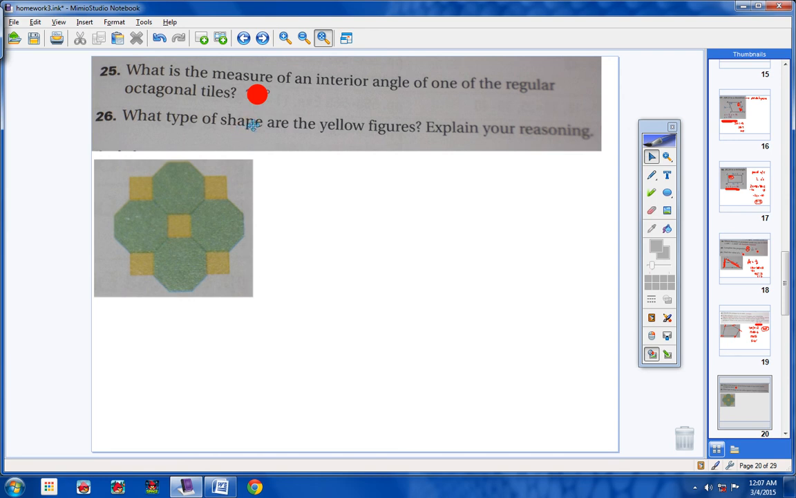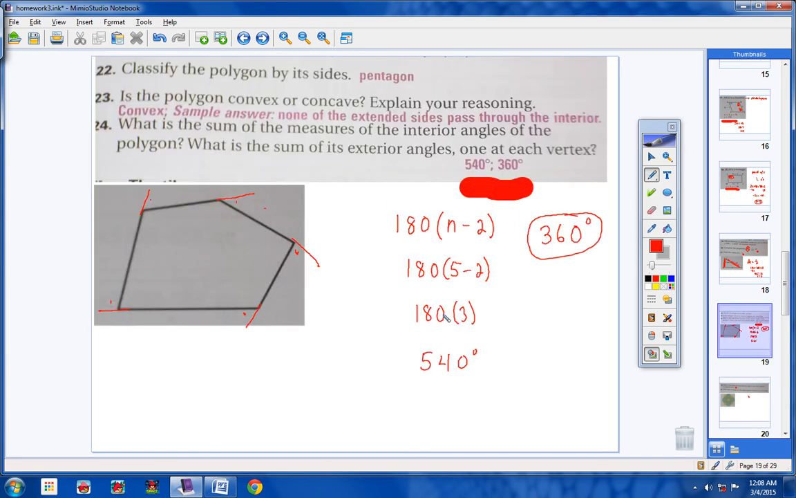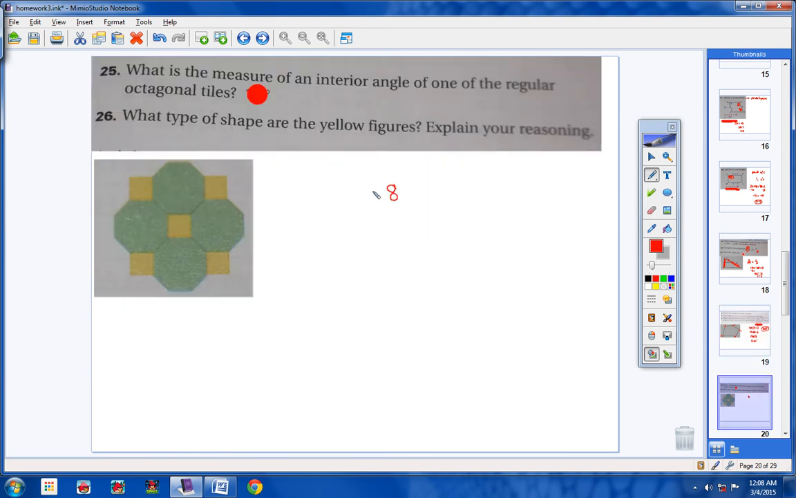All right, numbers 25 and 26. What is the measure of an interior angle of one of the regular octagonal tiles? Okay? Well, now listen, students. First of all, if we have an octagon, that's 8 sides. Got it? So they're asking us here the measure of one of the interior angles. So let's first of all find what all 8 angles add up to. And you say, Mr. Earhart, how do you know there's 8 angles? Well, guys, if there's 5 sides, there's 5 angles. If there's 8 sides, there's 8 angles.